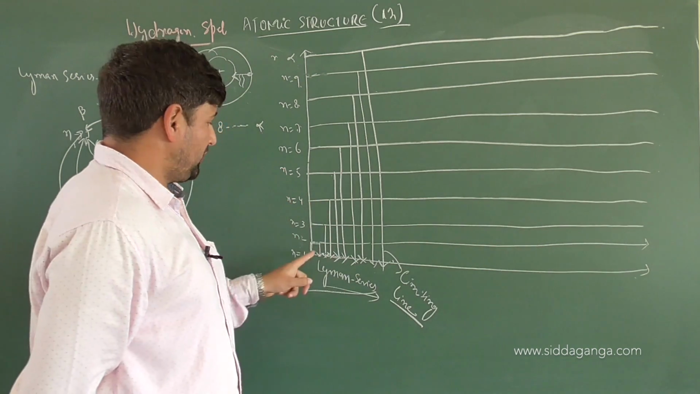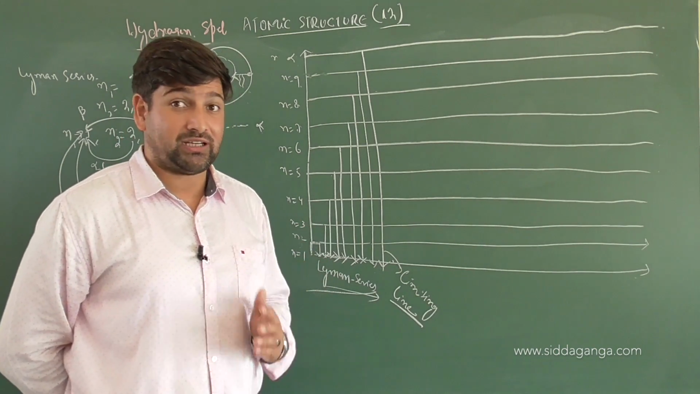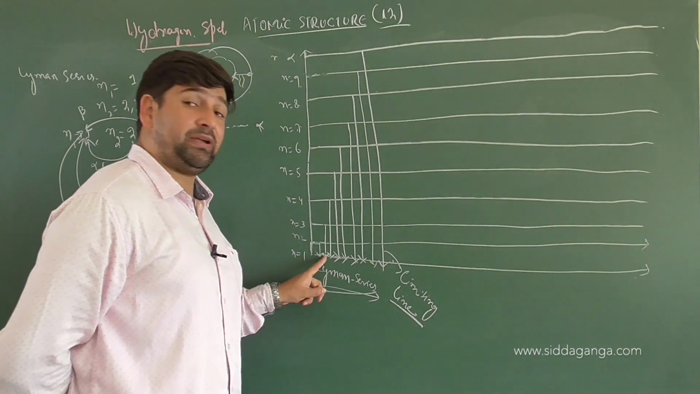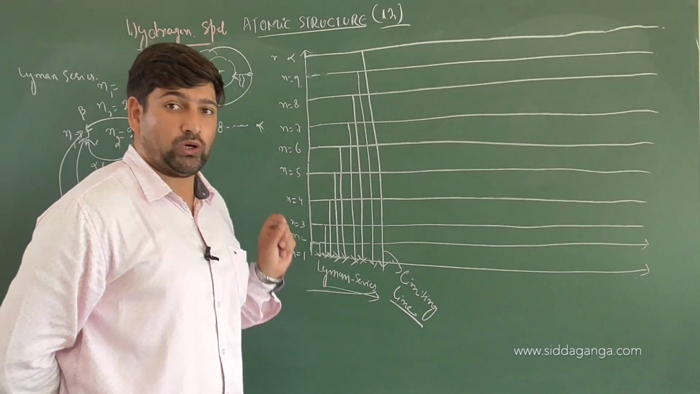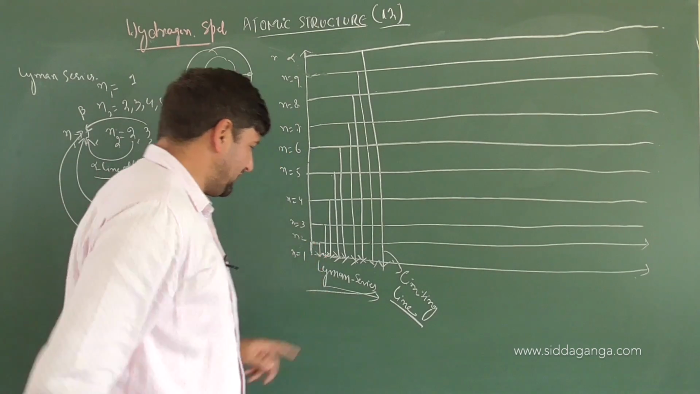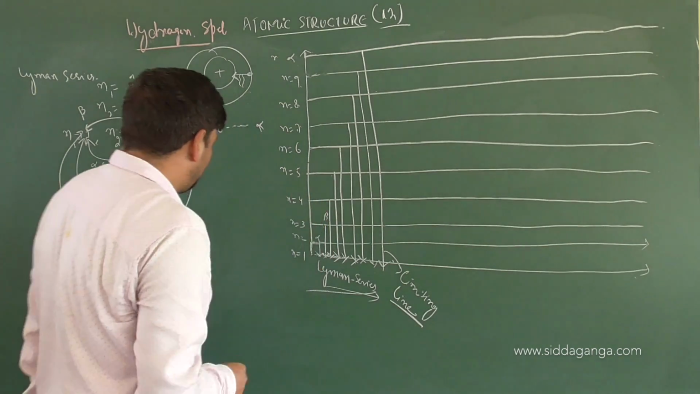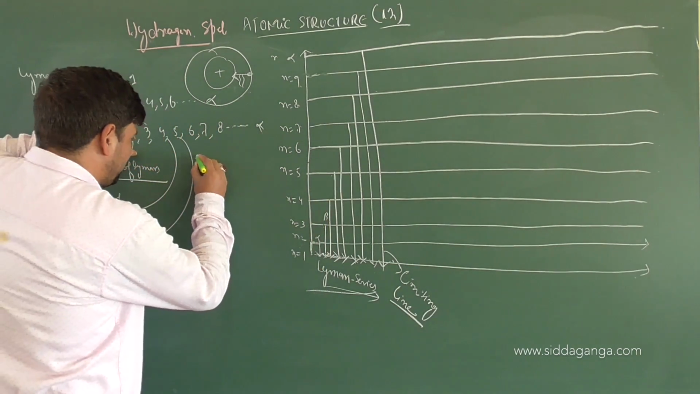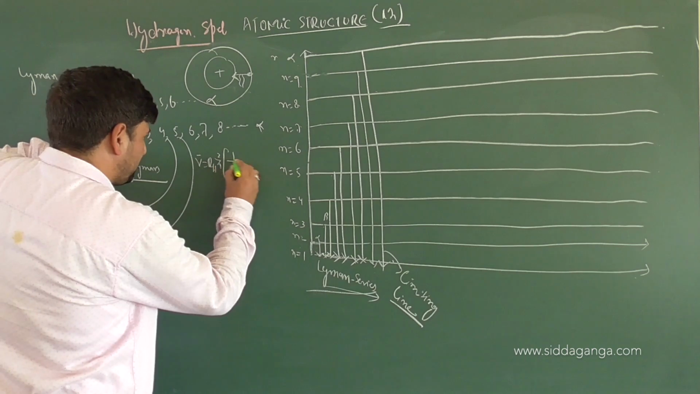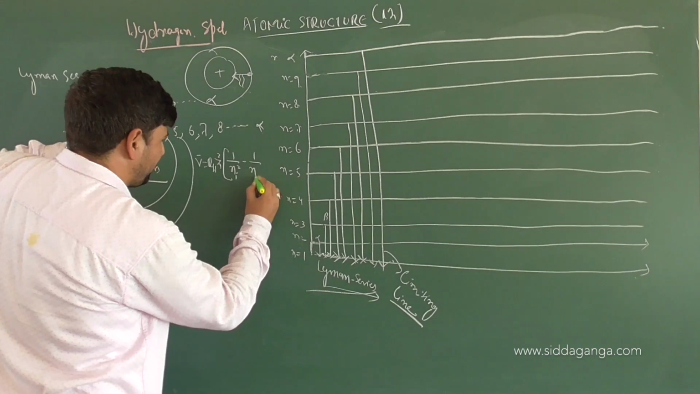So if you are asked tomorrow, what will be the ratio of wave numbers? Understand it. What is the ratio of wave numbers for the alpha and beta line of Lyman series? This is called alpha line and this is called beta line. First line is alpha, second one is beta. We know the formula, children. What is wave number equal to? It is equal to RH Z square into 1 by n initial square minus 1 by n final square.